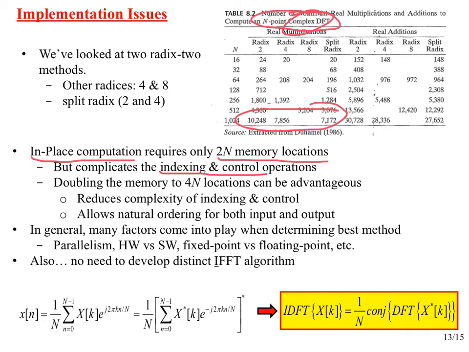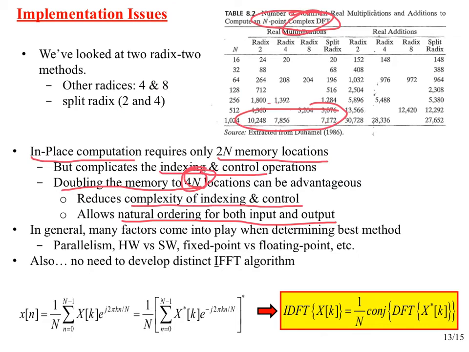So if you've got memory, you can double the memory up to 4n locations, and so now you've got an extra memory array that you can use for intermediate results, and it reduces the complexity of your indexing and control. You don't need bit reversal, but you need double the memory. But today memory is cheap and memory is small, so that might not be a big issue.